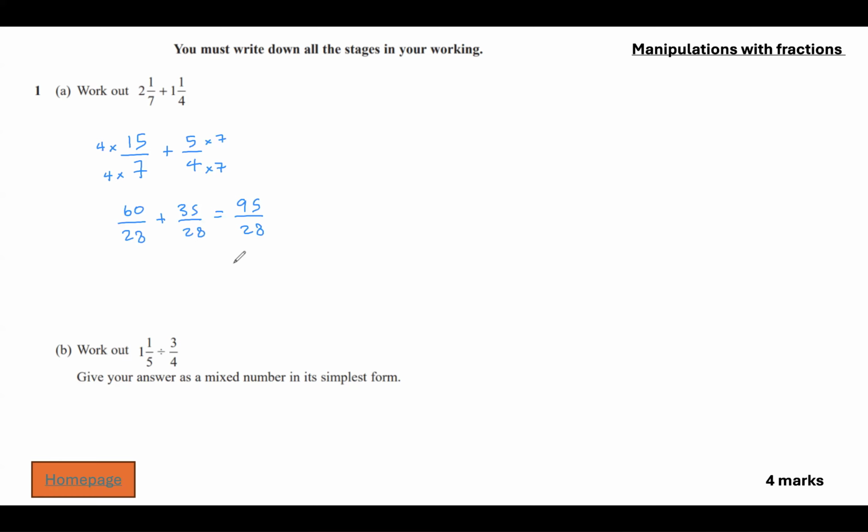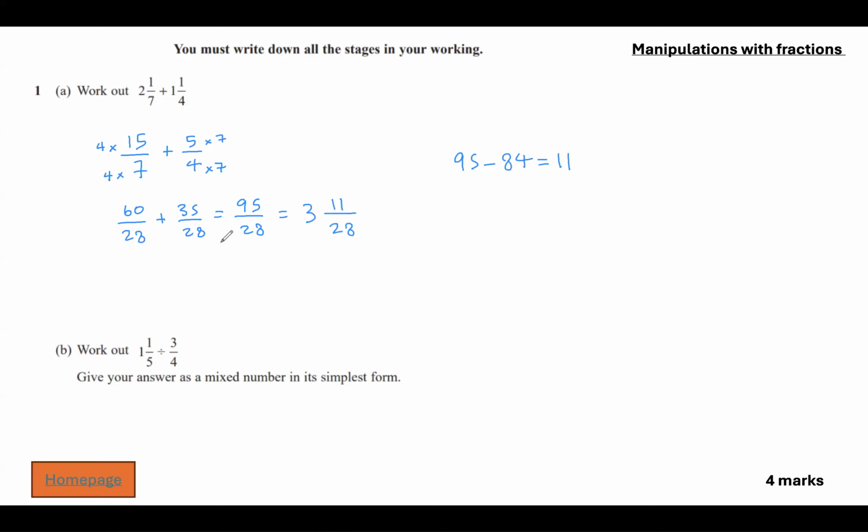So 95 over 28, well, 28 goes into 95 3 times, so 28 times 3 is 84. So 95 minus 84 leaves us with 11. So our answer is going to be 3 and 11/28. And that is the answer. Right, the next one, so we are now dividing.